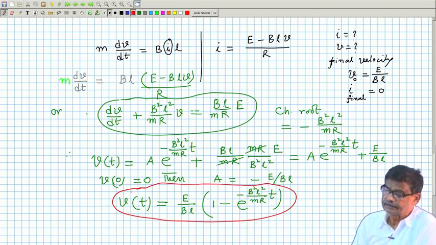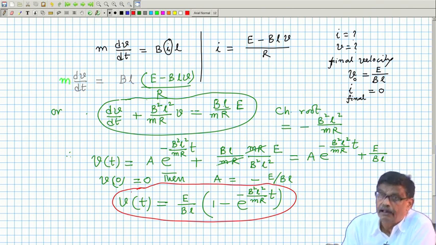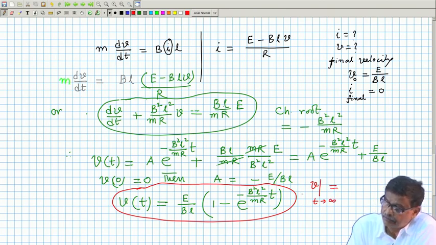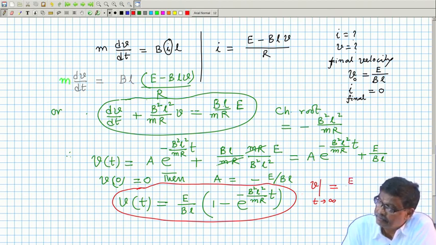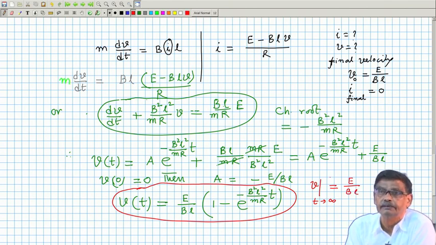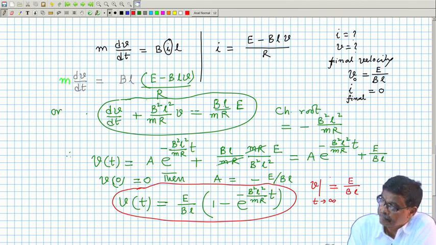Let us verify this. After a long time, that is velocity as t approaches infinity, how much will its value be? This term will vanish, e to the power minus t, and you will be left with E by B L. That is what we concluded physically, is it not? So, E by B L, this is the thing, and it looks okay, apparently.